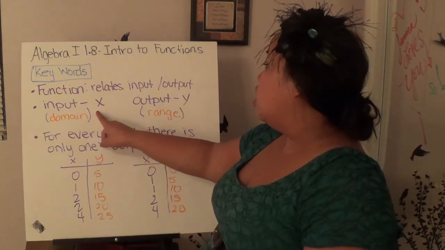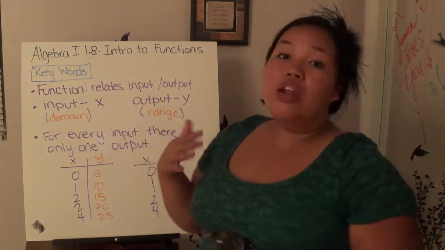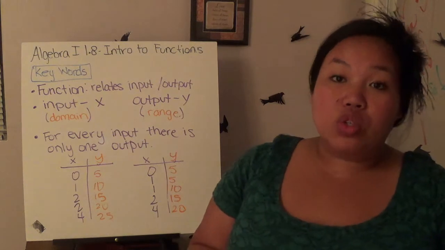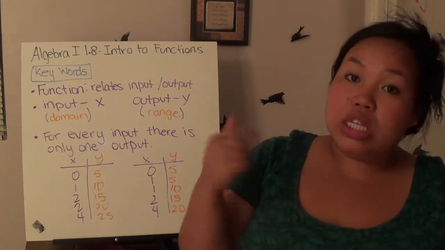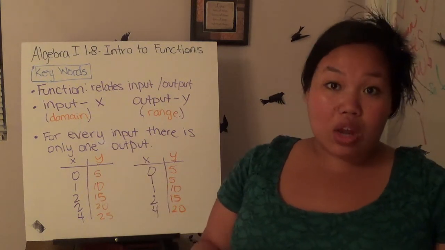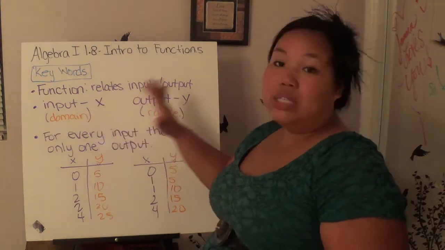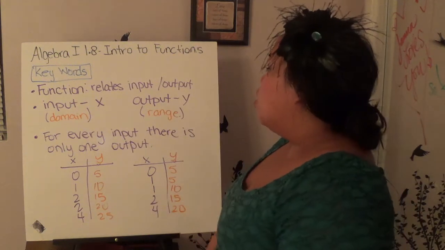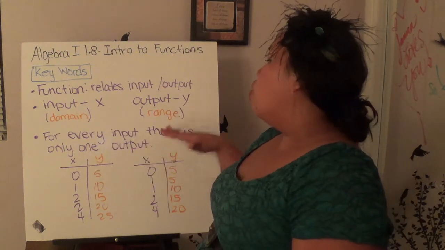So basically we're dealing with our x and y variables, and a function relates both letters. So you have both letters in your equation, because usually you're dealing with equations with just one letter. Now we're dealing with x and y. Okay? So it says for every input there is only one output.